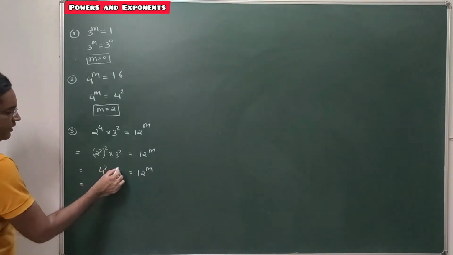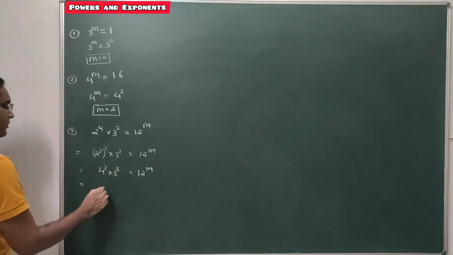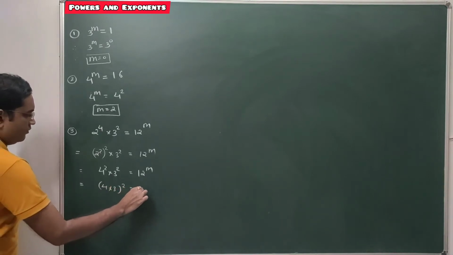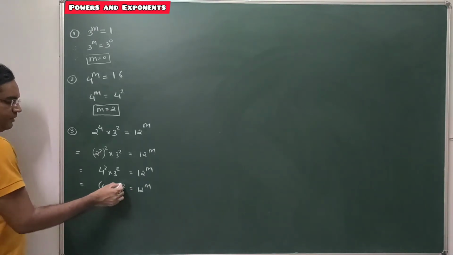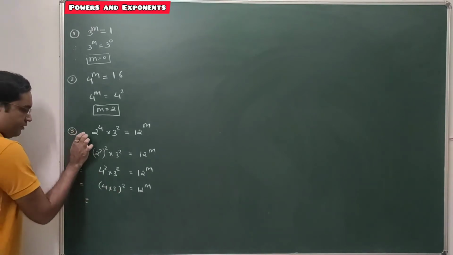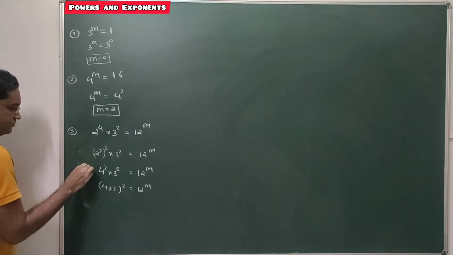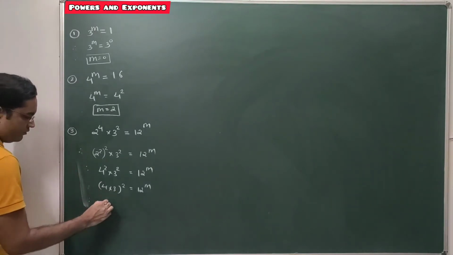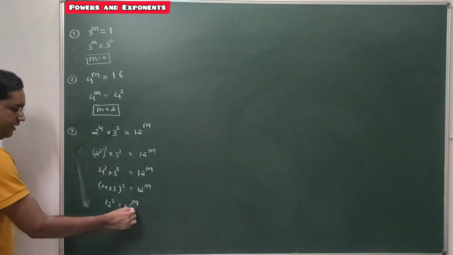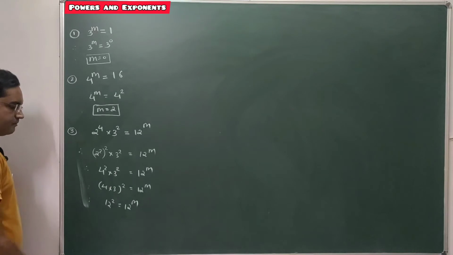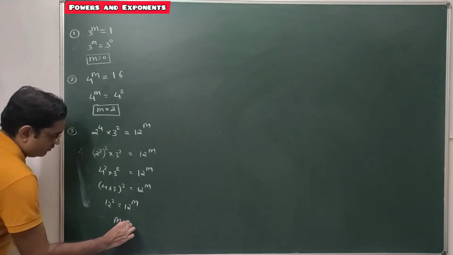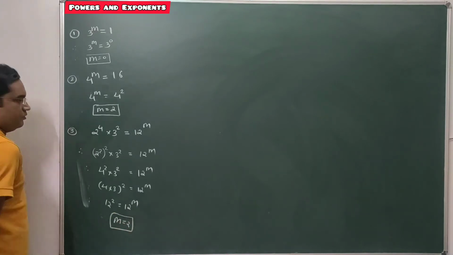So here you can apply the property, power of these two multiplication equal, so we can write like this, 4 multiplied by 3 whole square equal to 12 raised to m. So it's the power of multiplication, reverse property. Therefore this one is 12 square equal to 12 raised to m. Again these two powers are equal, bases equal, so their exponents must be equal. So m equal to 2.